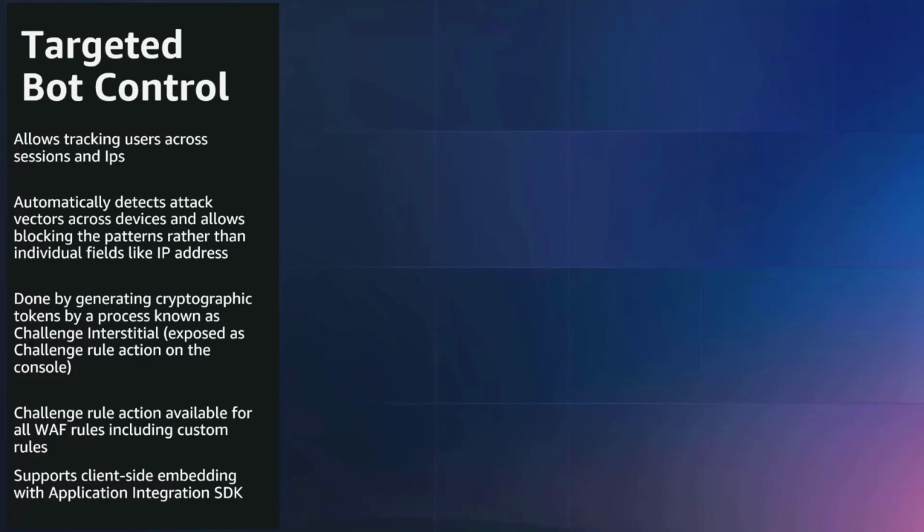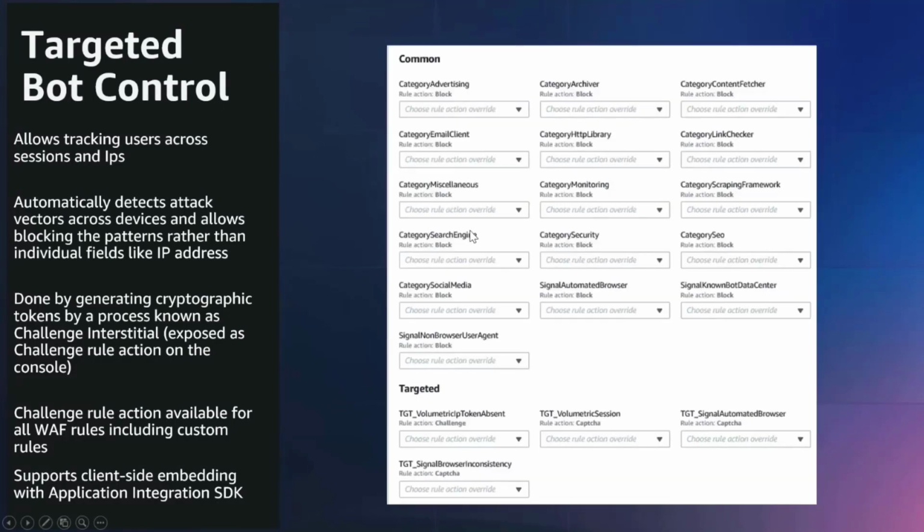Targeted bot control allows users to track how many requests are coming in per session per IP. We can automatically detect attack vectors before they even make it to your application. Behind the scenes we are using cryptographic tokens by a process known as challenge interstitial, exposed as the challenge rule action on the console. This is how on the console we expose this feature.